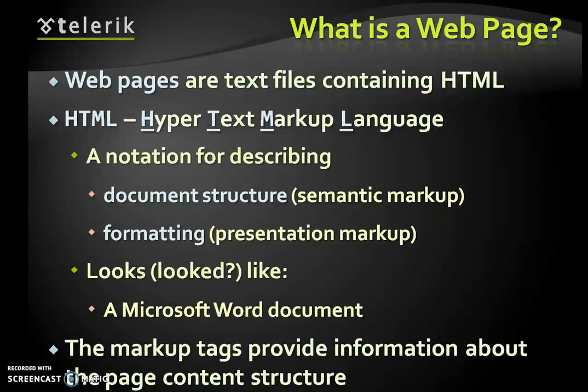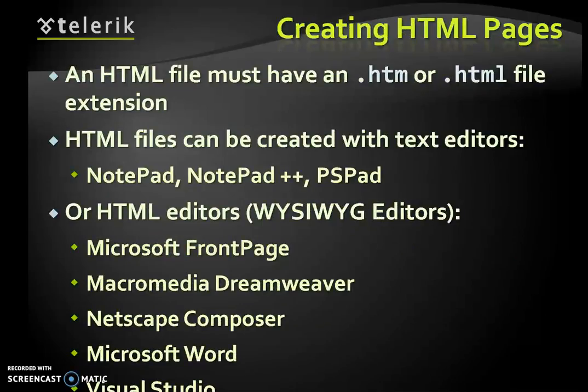What is a web page? Web pages are text files containing HTML. HTML means hypertext markup language, a notation for describing document structure and formatting, looks like a Microsoft Word document. The markup text provides information about the page content structure. An HTML file must have an .html or .htm file extension.